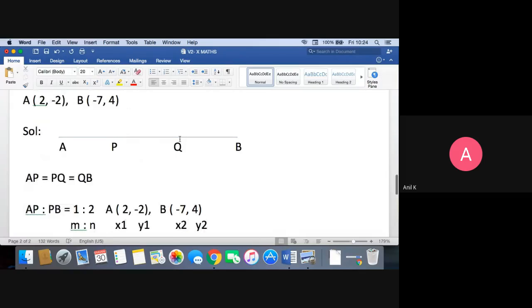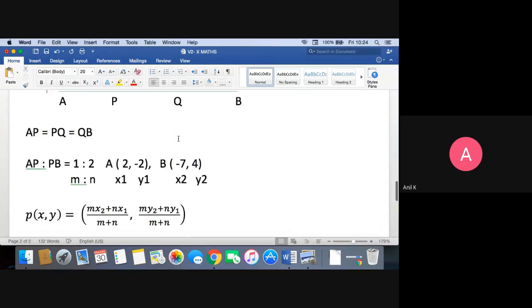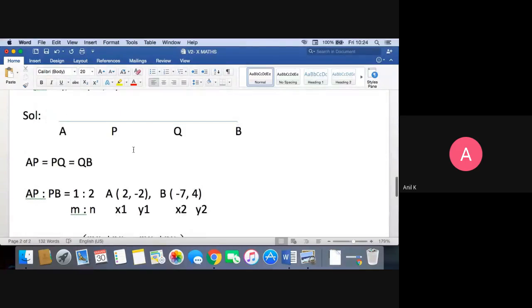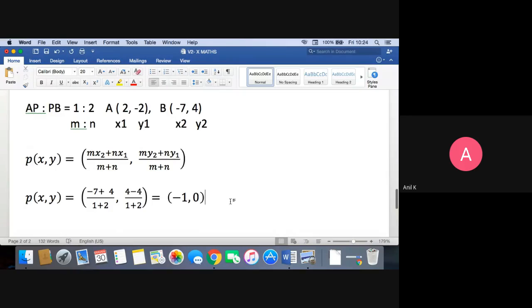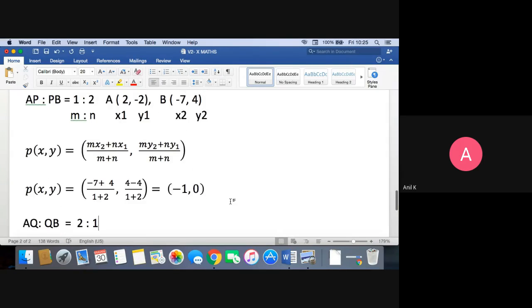Now we have to find the coordinates of Q also. When I go for the coordinates of Q, then I have to go for the ratio as AQ is to QB. So let me write here AQ is to QB. Then my ratio is going to be 2 is to 1. My A and B points will remain as it is.